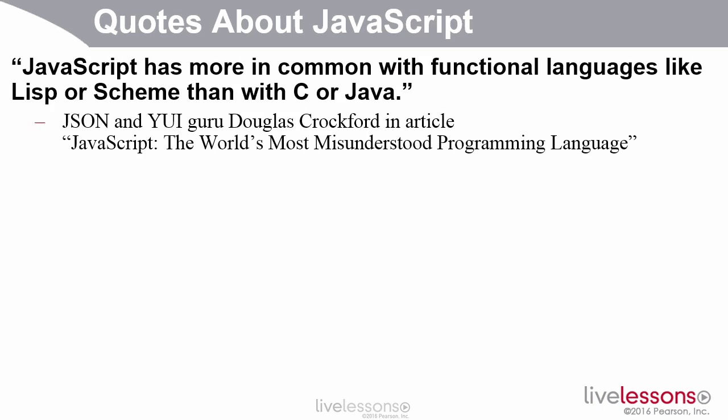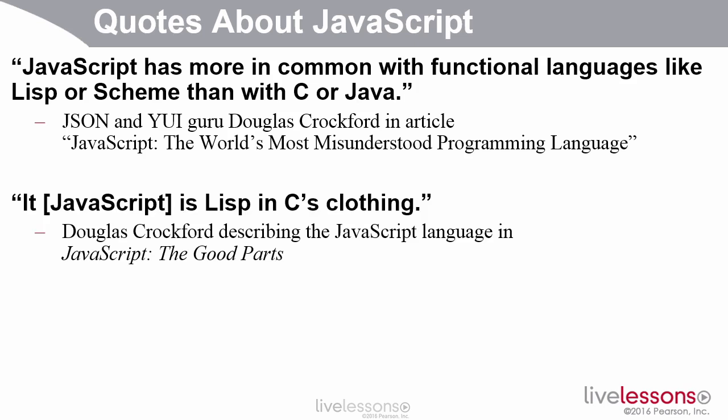JavaScript has more in common with functional languages like Lisp or Scheme than with C or Java. Now, I think this is a bit of an exaggeration, and this quote was made before Java 8, when Java 8 started to support functional programming. But nevertheless, the person who made this quote, Doug Crockford, is one of the most respected developers in the JavaScript community. And his point, although perhaps a small amount of hyperbole, is a good one, which is JavaScript is about functional programming. Most other mainstream languages are not primarily about functional programming.